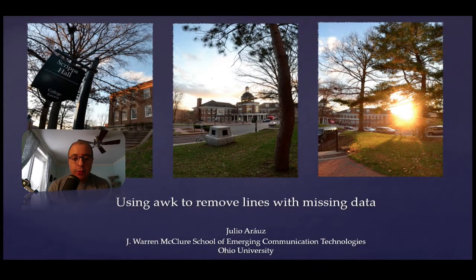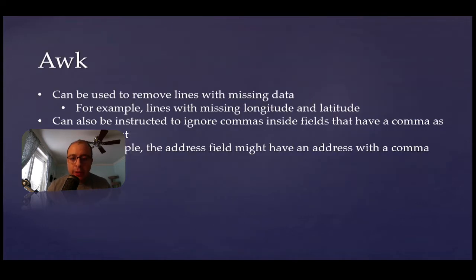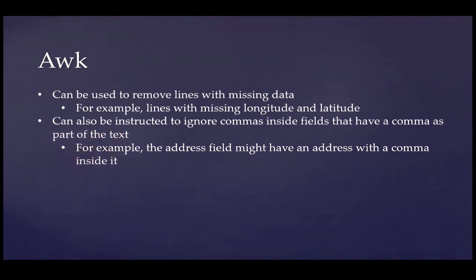In this video, we're going to look at how to use AWK to remove lines with missing data. We're going to use AWK to remove lines that are missing the longitude and latitude from our CSV file. And we're also going to use it to make sure that AWK doesn't get confused between fields that have a comma inside them. For instance, an address field might have a comma inside it. So let's start and see how this works.